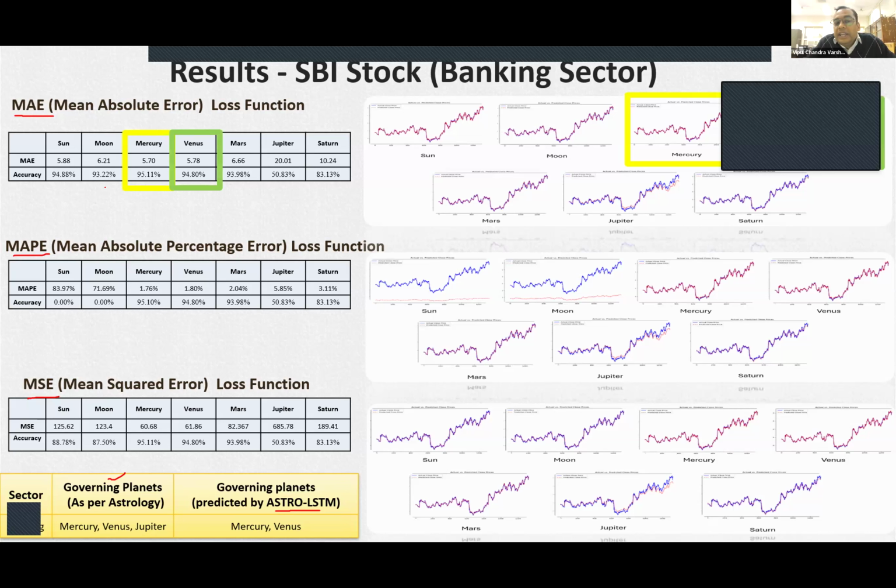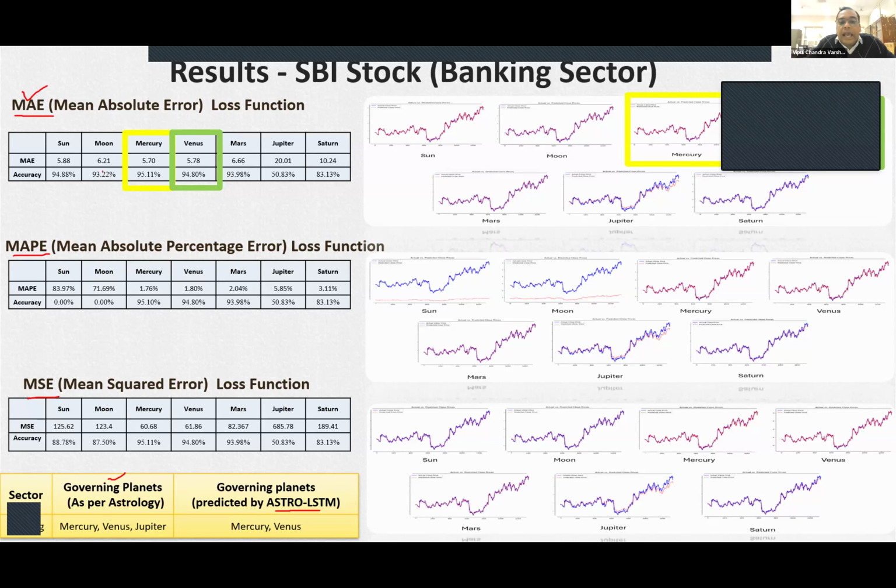Similarly, for the second level, we can see that the second lowest value is for Venus, and similarly the accuracy is also the second highest. So this way we can conclude that as compared to the other planets, Mercury and Venus influence the SBI stock the most if we are considering the code for the MAE loss function.